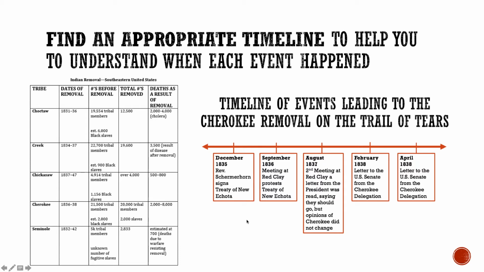But if I'm actually thinking that this whole thing is about the Trail of Tears, and the Trail of Tears wasn't just focused on the Cherokee, it was multiple tribes, I might want to go with this one over here, because this one lays out each of the tribes, and then the dates of the removal, sort of like when the removal began and when it ended. And then it talks about the numbers of the tribes before they were removed, and then this is the total number that was removed. And then here are the deaths as the result of the removal.